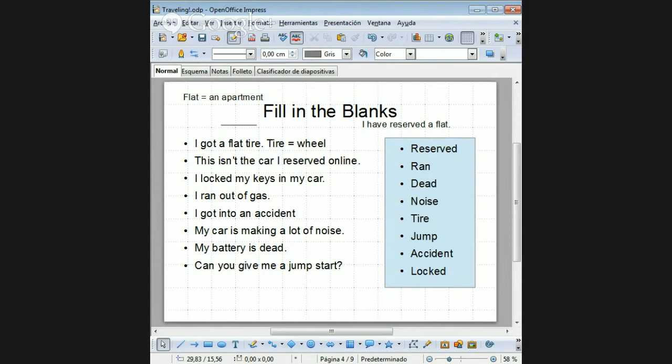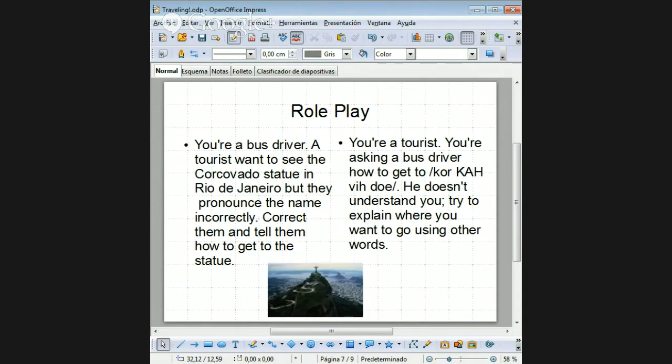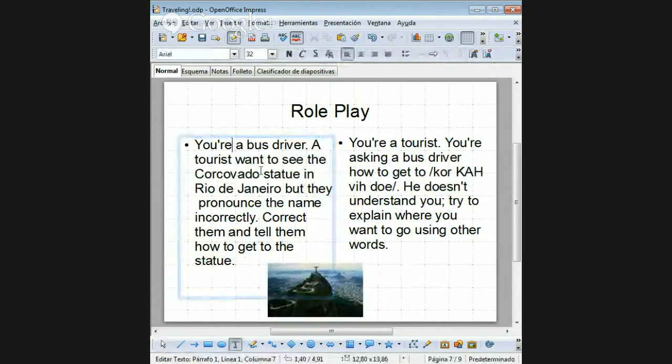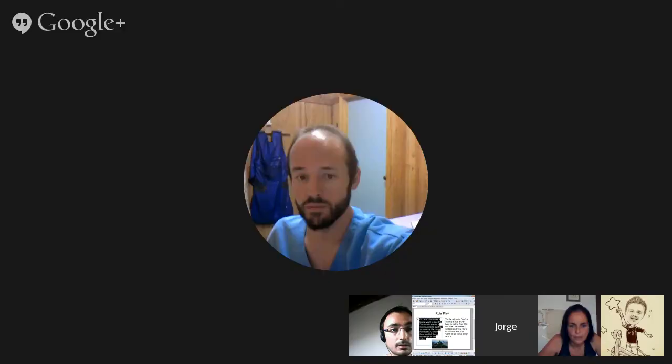Okay, good. Let's go to the next page. Actually, let's skip this one for now. And let's try the role play. And let's start with Claudia. Can you read role A? Yes. You're a bus driver. A tourist wants to see the Corcovado statue in Rio de Janeiro, but they pronounce the name incorrectly. Correct them and tell them how to get to the statue.